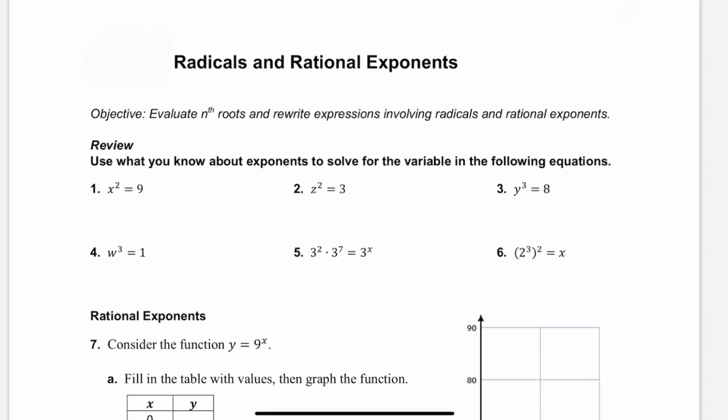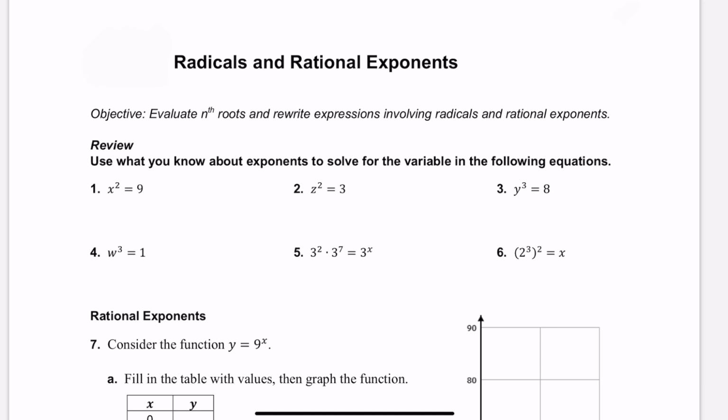Today we're looking at radicals and rational exponents. We're going to evaluate nth roots and rewrite expressions using radicals and rational exponents. So numbers 1 through 6, we're going to find a solution for number 1. This is not all of the solutions. We're just going to be looking at the positive solutions for 1 through 6. So we will be getting into some negative solutions in future lessons. Today we're just going to focus on the positive values because we're going to relate it into our radical exponents.